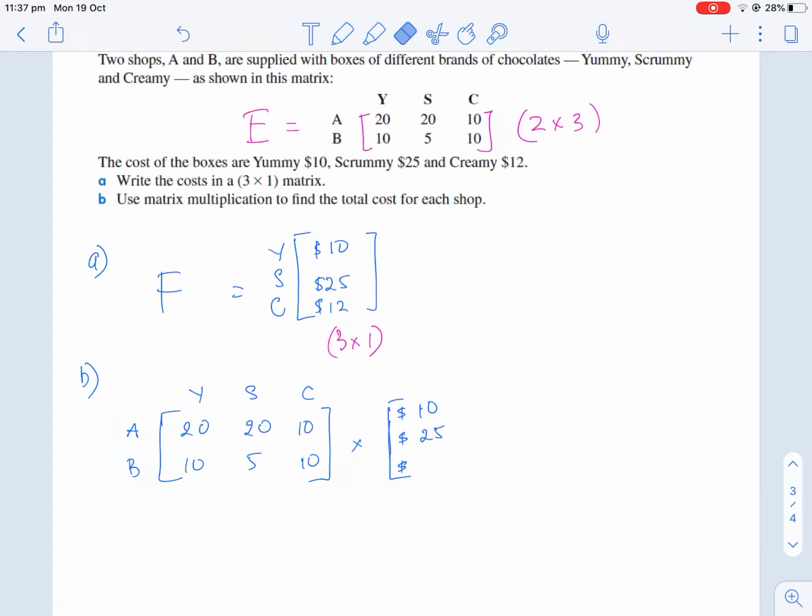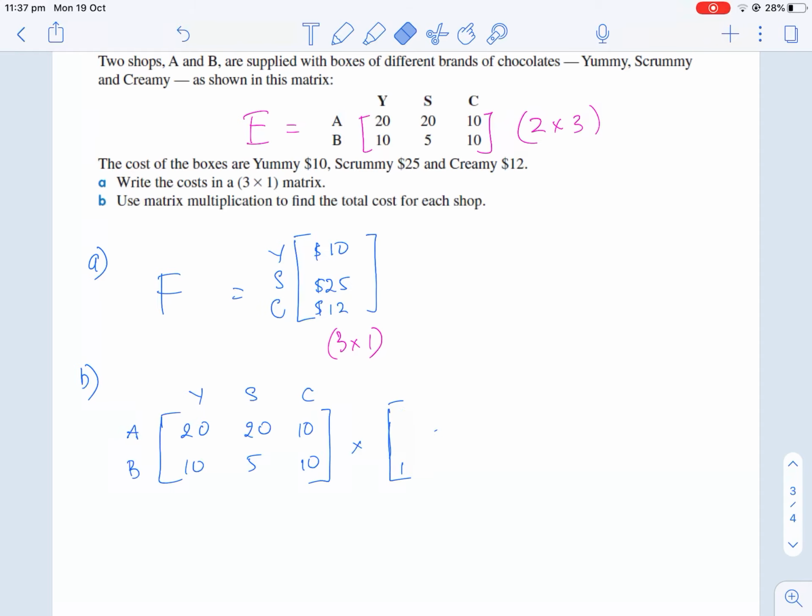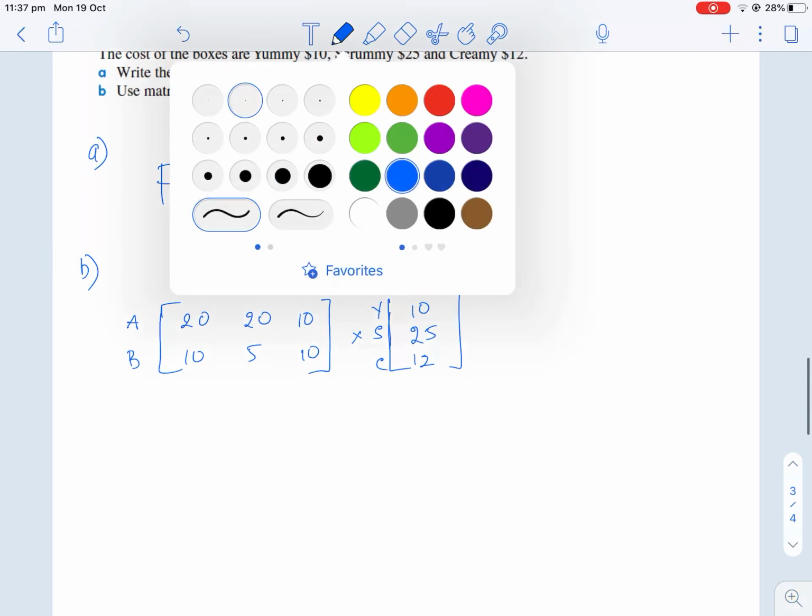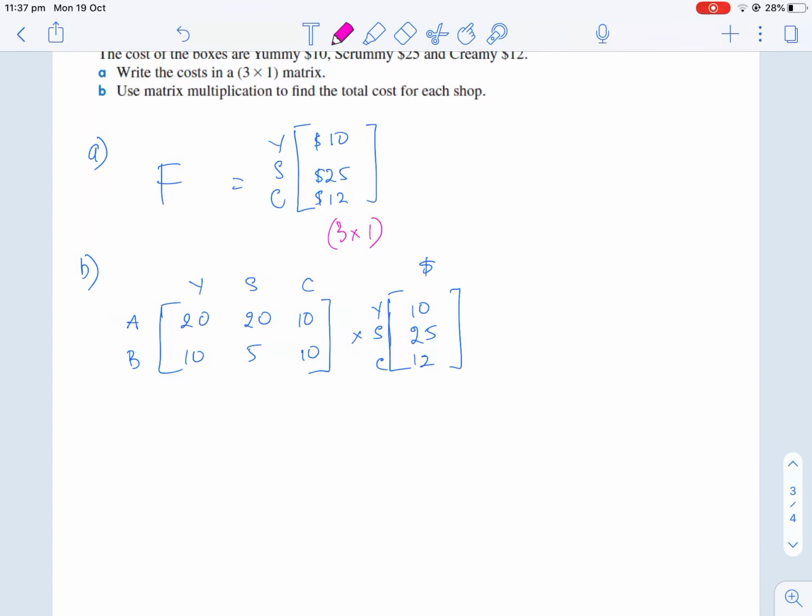Actually, the dollars, you have to leave it outside the matrix. So you can write down here dollars, and it's 10, 25, 12, and this one is Y, S, C. I really want to tell you what is the name of the rows and what is the name of the column of the final answers. And here is how we work it out.